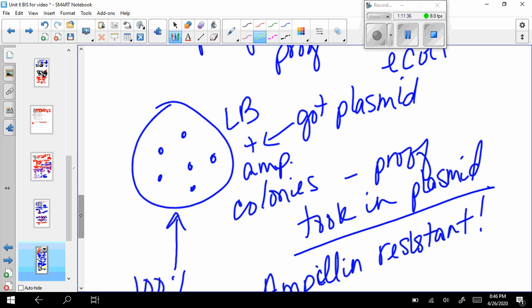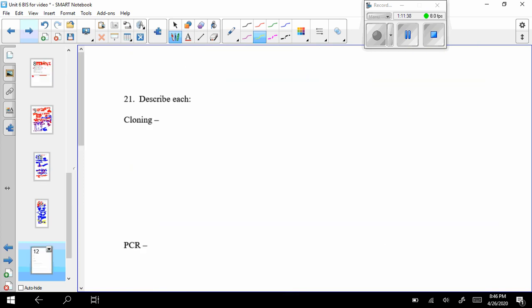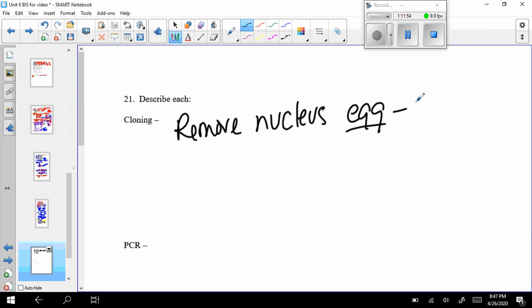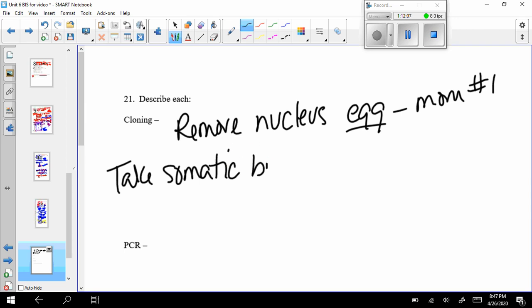All right, next slide. All right, describe each. So cloning is when you take and you remove the nucleus from an egg. And so we're going to call this mom number 1. And we take another cell. So we take a somatic, which is a body cell, which is diploid, from mom number 2.